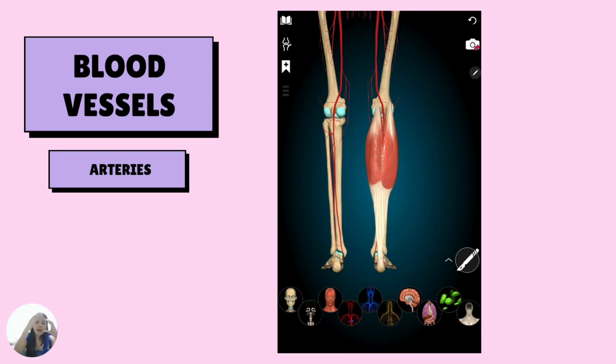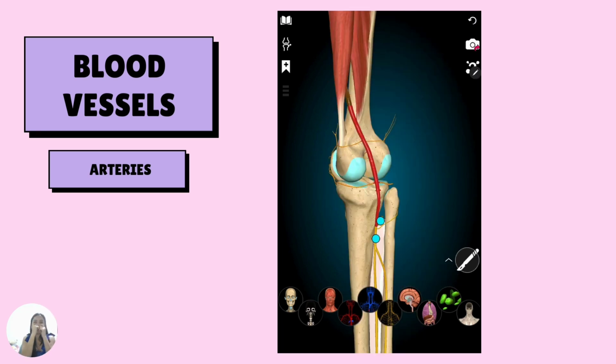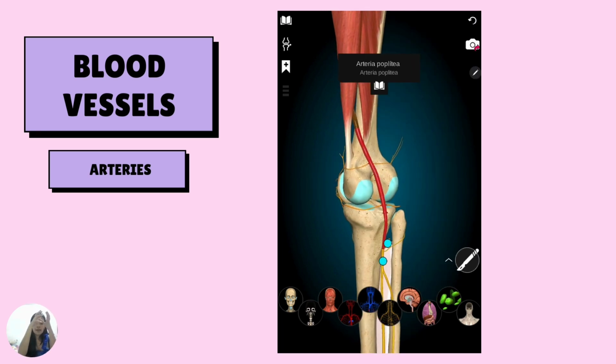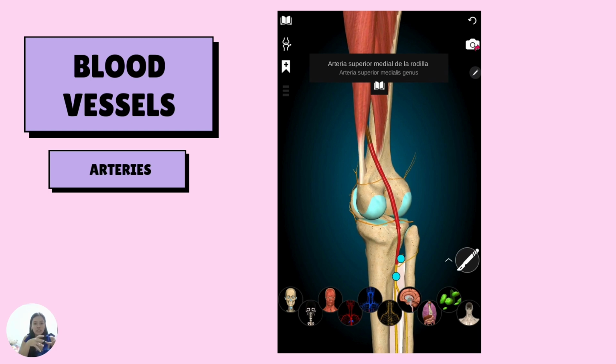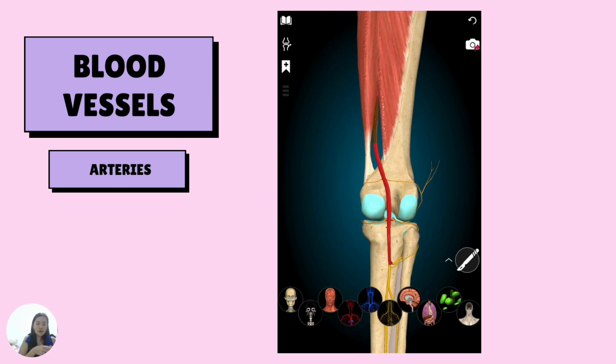It works in the posterior part of the knee, and continues to the feet and to the different structures in the lower part of our body.